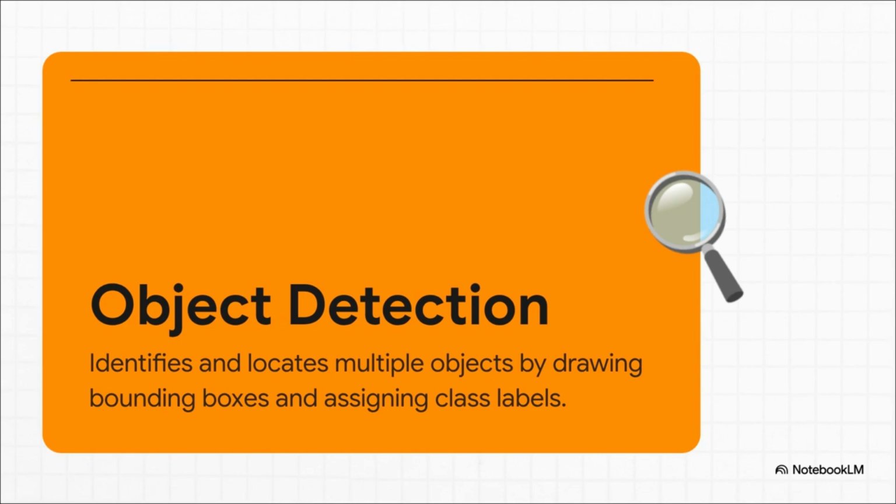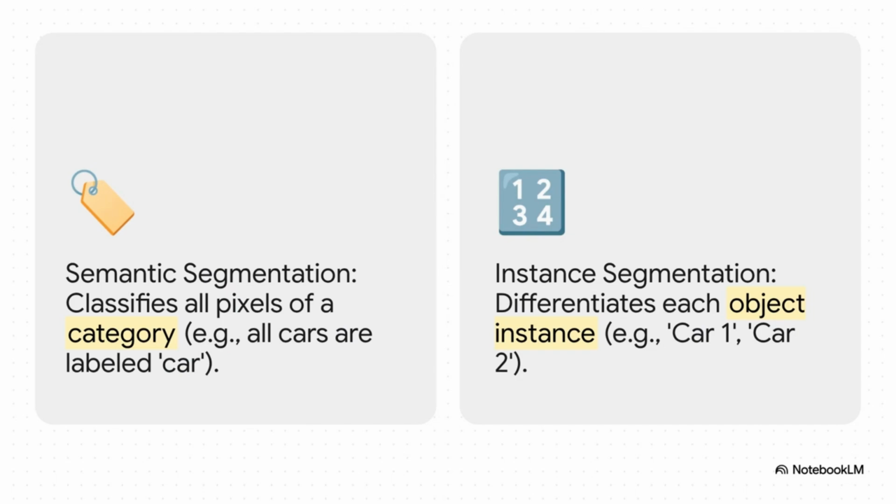So, powerful algorithms, some with cool names like YOLO, which actually stands for You Only Look Once, scan the image, draw a little box called a bounding box around every object they find, and then slap a label on it: car, person, traffic light. But we can get even more precise than just a simple box. And that's where segmentation comes in, which works on a pixel-by-pixel level.